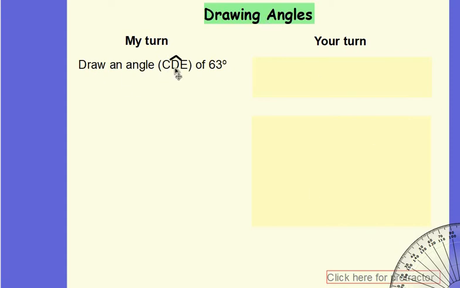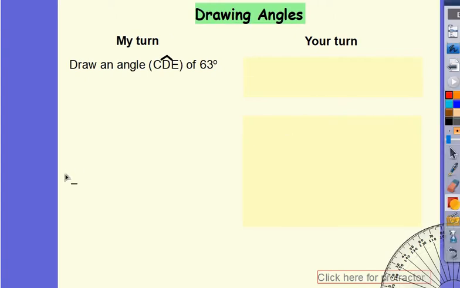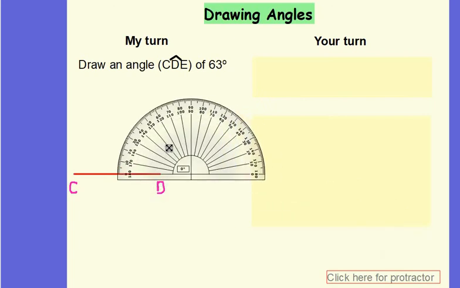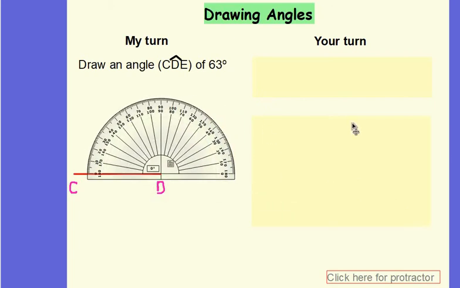I'm going to start off by drawing an angle CDE of 63 degrees. My first step is to draw a straight line. I'm going to label this line C, D, because we know we're starting at C, we're moving through D, and I want to find out where E is. I need to take out my protractor, line it up at point D, find out where 63 degrees is. It's 10, 20, 30, 40, 50, 60, 3. So it's going to be about there.